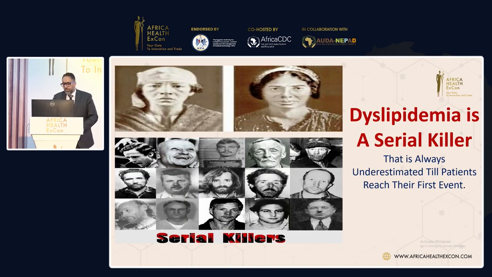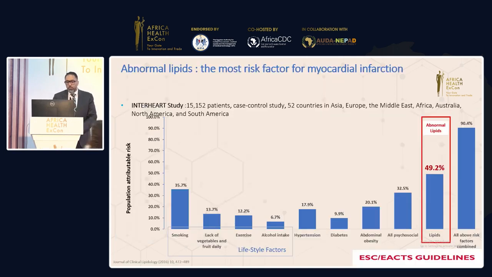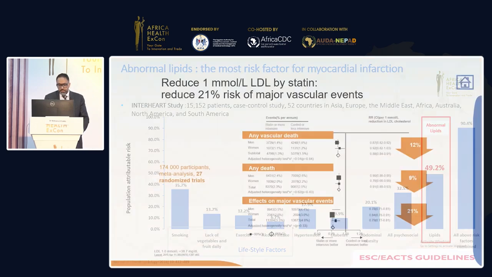Dyslipidemia is a serial killer that is always underestimated until the population reaches their first event. We usually do not feel the danger of dyslipidemia until the first acute coronary attack. Only with the first acute attack do we consider dyslipidemia, when the danger actually starts very early. Abnormal lipid levels are the major risk factor, accounting for about 50% of the major risk factors leading to acute coronary syndrome and cardiovascular risk.